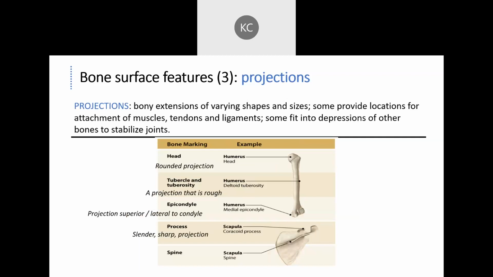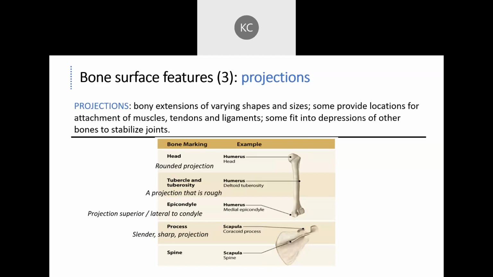You also have ones called tubercles and tuberosities. These are projections that are rough, all right? And the roughness of this tubercle or tuberosity allows for the attachment of a tendon from a muscle that attaches there and then can move the bone. So where your deltoid attaches to your humerus, there is one called a deltoid tuberosity that serves for the attachment of the deltoid muscle.